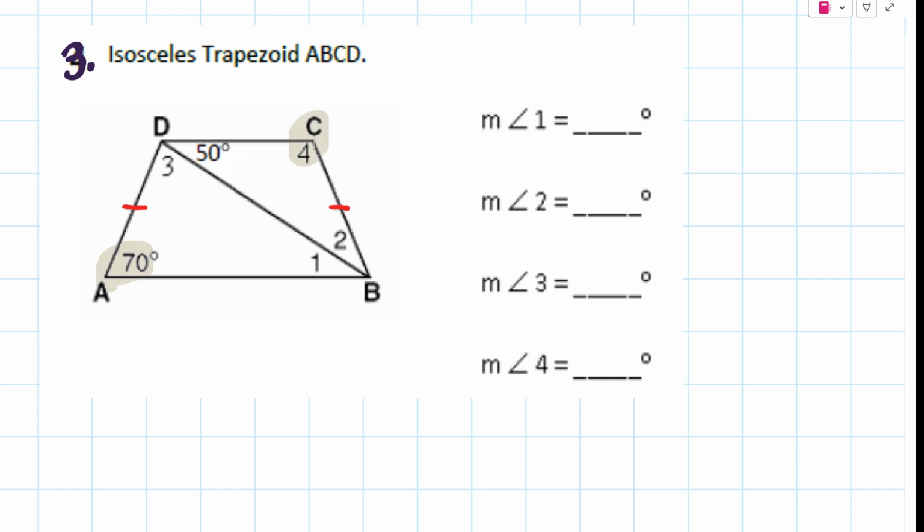Okay, so angle A and angle C, because you have an isosceles trapezoid, the opposite angles are supplementary. So if I add angle A and angle C, it's going to equal 180 degrees. Substitute the values and we solve for angle C.